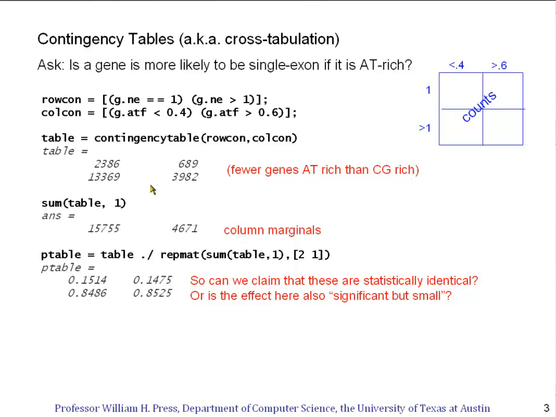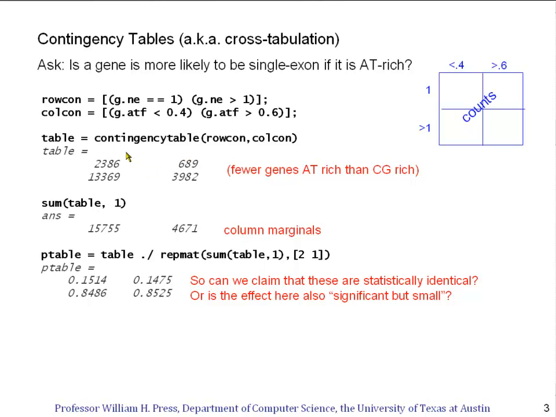You can see that there are fewer genes that are AT rich, that is to say, this column, where the column condition is AT greater than 0.6, there are fewer than AT poor, and you'll see that there are more genes that have more than one exon, that would be the second row, than the first row.